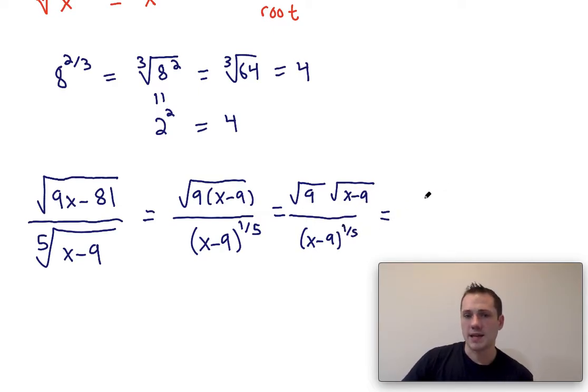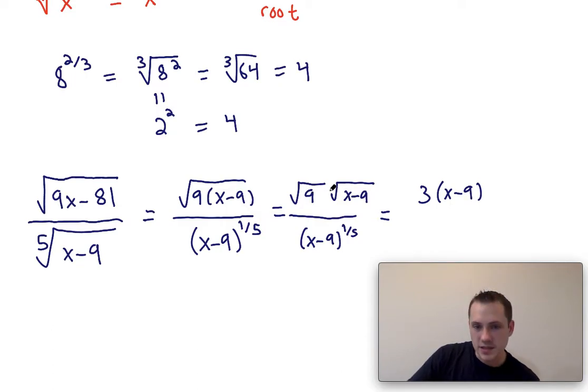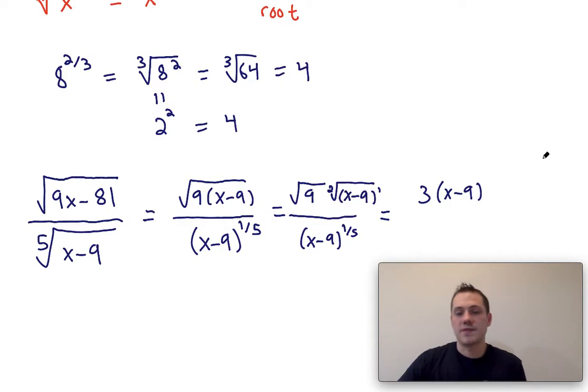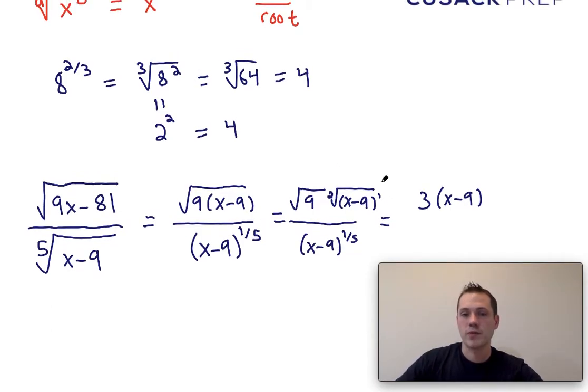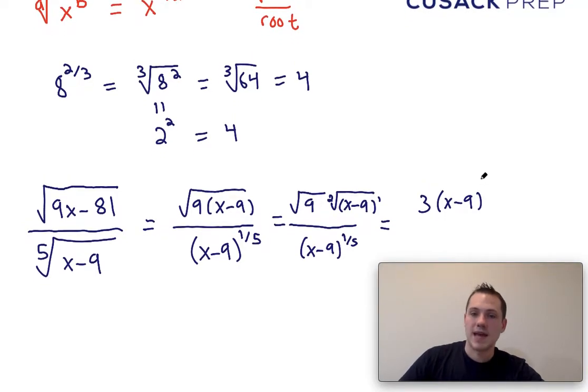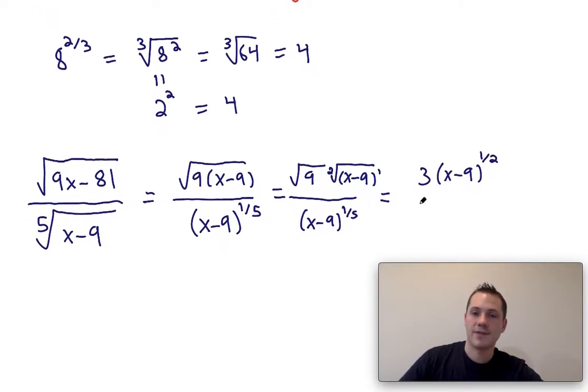Now, the square root of 9, that's just 3. And x minus 9, the square root of that, well, just imagine there's a little 2 here because it's the square root. And we can think of this as being raised to the first because nothing's written. So using that power over root rule, this would be x minus 9 to the 1/2 divided by x minus 9 to the 1/5.